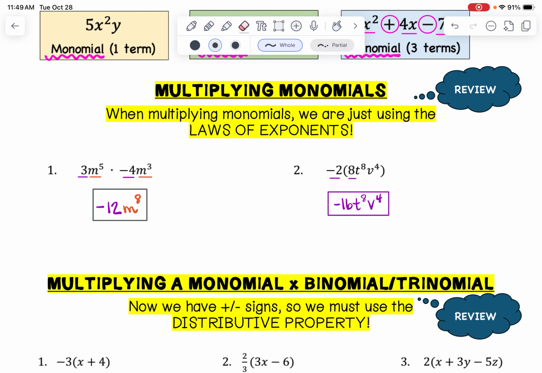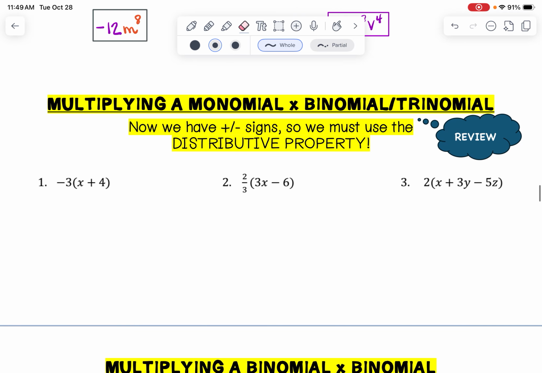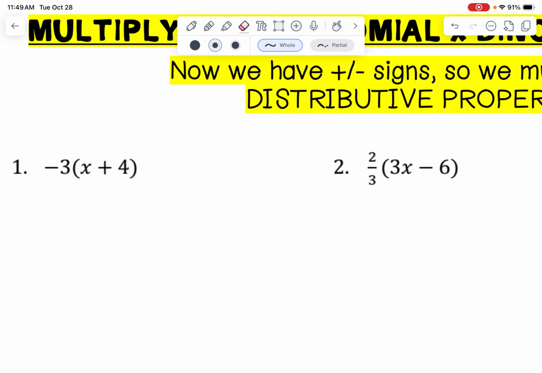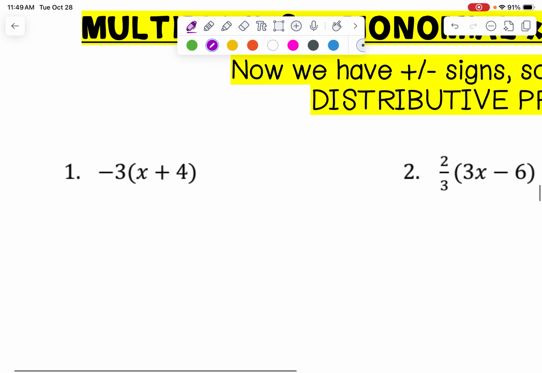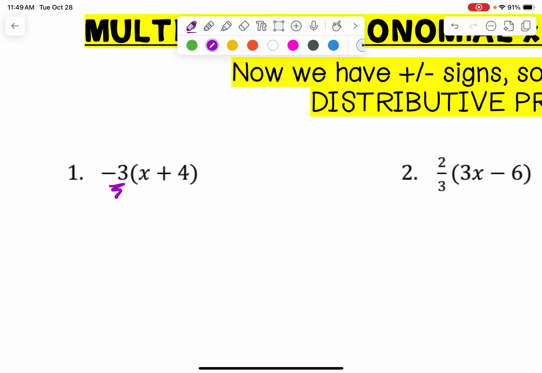Okay, all right, now we're going to do a monomial times a binomial or trinomial. So you'll notice all of these, this is a monomial. It's one term. And then we're multiplying it times a binomial. Again, I know it's a binomial because now I'm starting to see plus signs. Well, we've been doing this since the very first week of school. Don't overthink it. If you saw this and I asked you to get rid of the parentheses, what would you do? You would distribute, right?